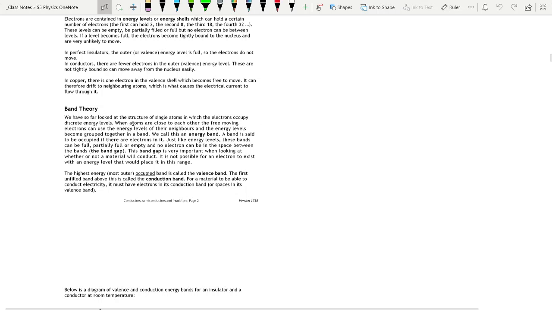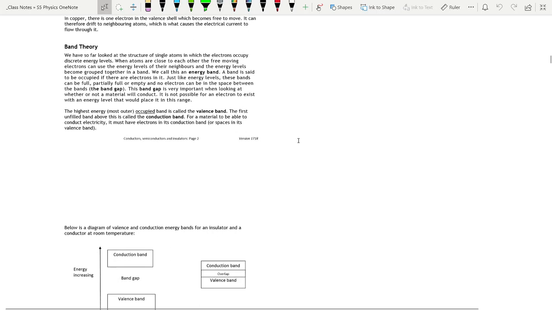So we saw the structure of single atoms in which the electrons occupy discrete energy levels. When atoms are close to each other, the free moving electrons can use the energy levels of their neighbours, and the energy levels become grouped together in a band, which we call an energy band. A band is said to be occupied if there are electrons in it. Just like energy levels, these bands can be full, partially full, or empty, and no electron can be in the space between the bands, which is called the band gap. The band gap is very important when looking at whether or not a material will conduct. It's not possible for an electron to exist with an energy level that would place it in the band gap.